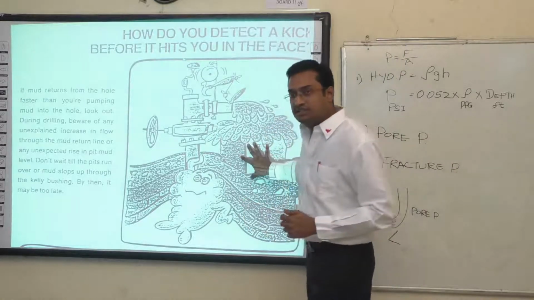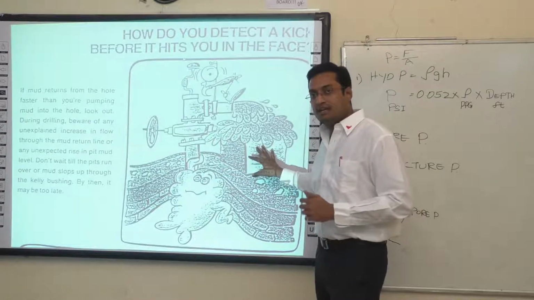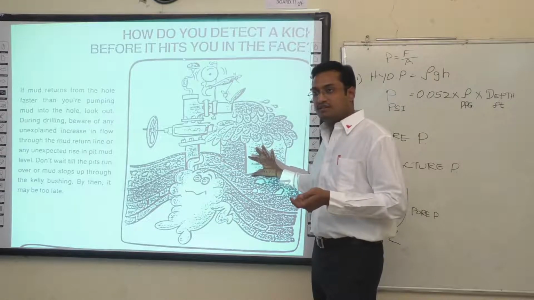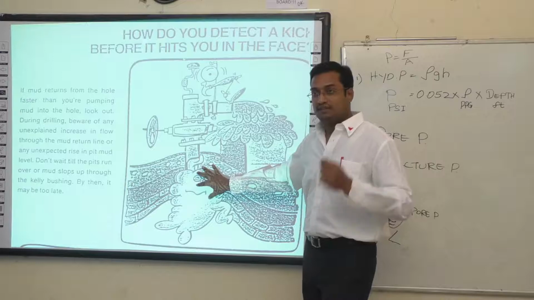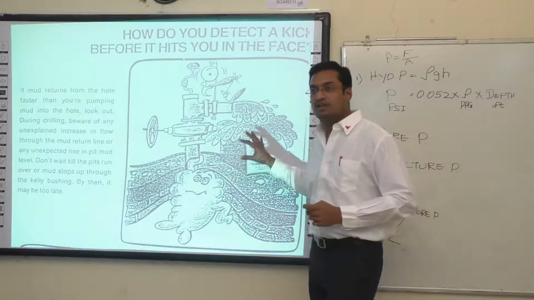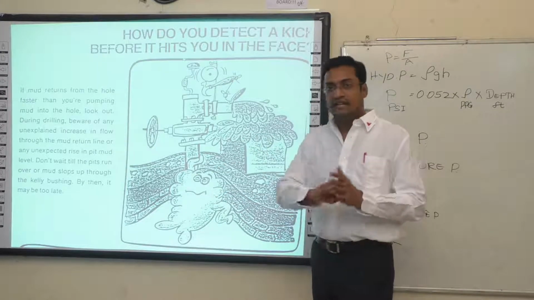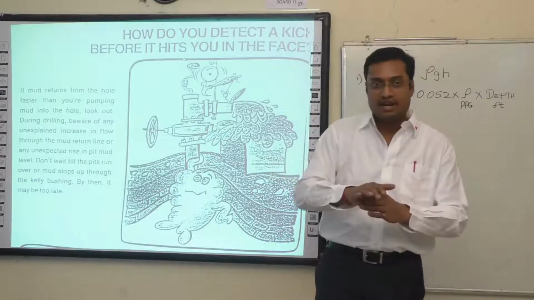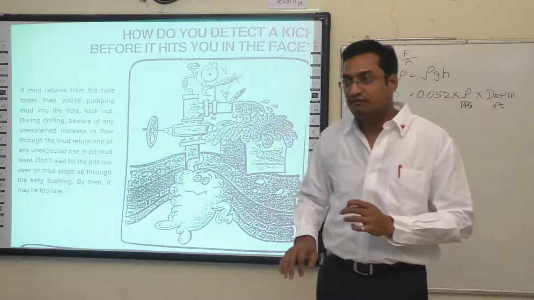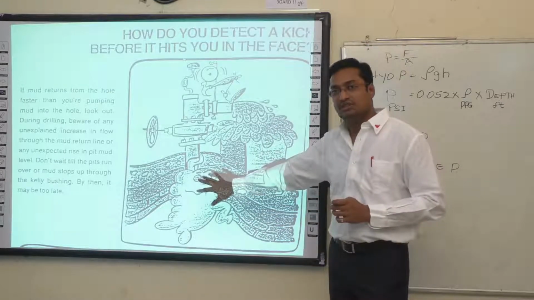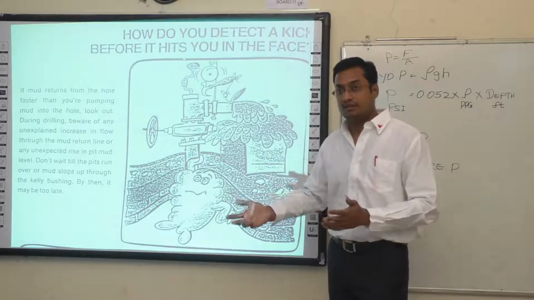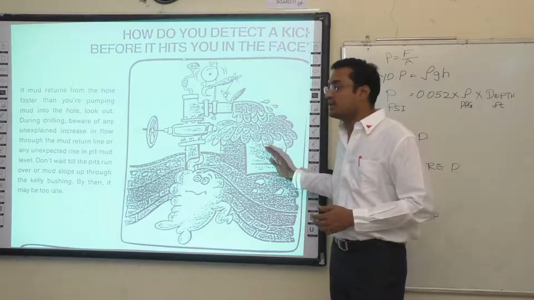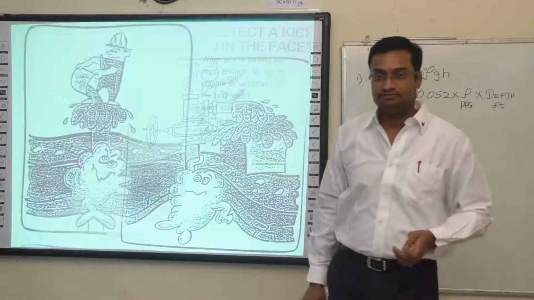These are the two primary identification methods. Indications you get: the driller has to be watchful. If he gets an increased flow rate or an increase in pit level, he has to stop drilling and check, is there any problem? It may be a false indication or it may be a correct indication. So depending on that, he has to act.